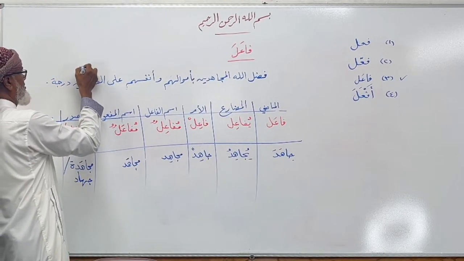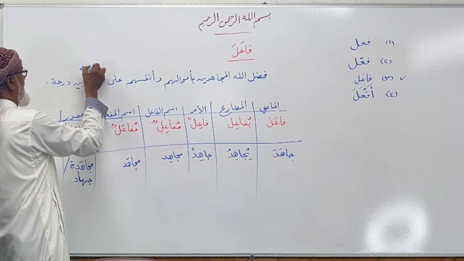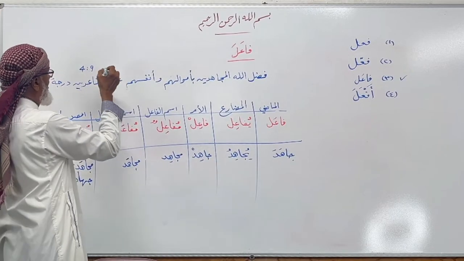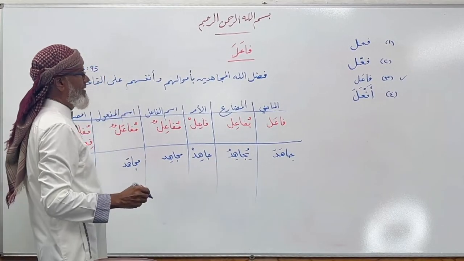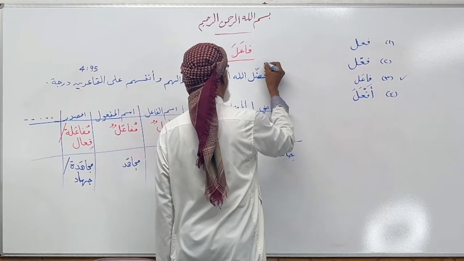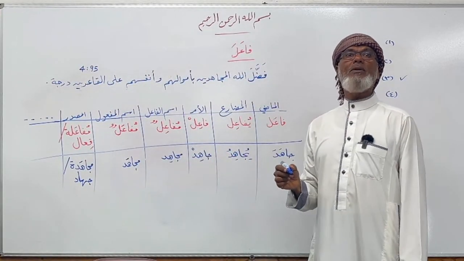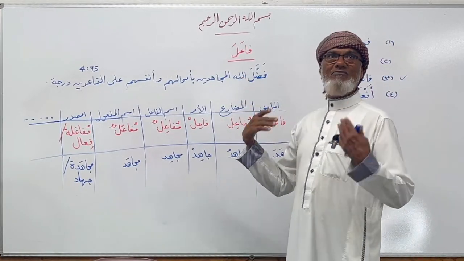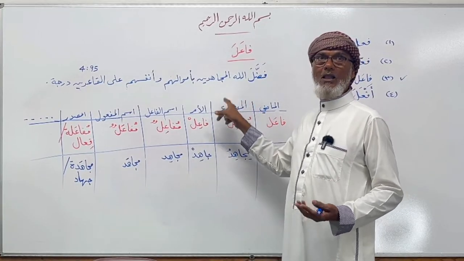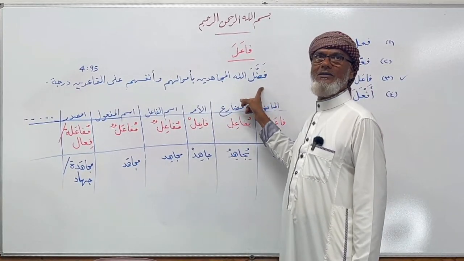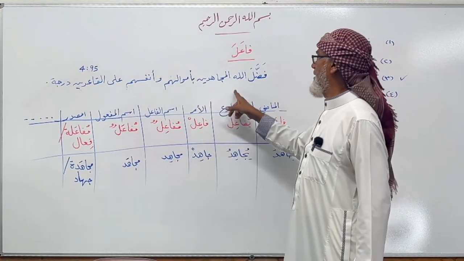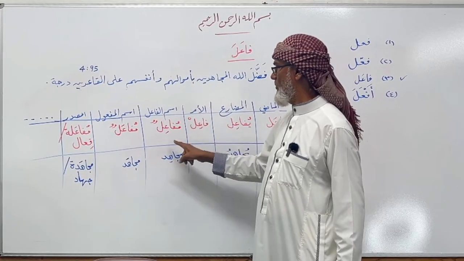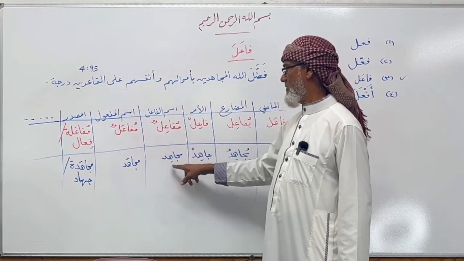What did I say? What is the reference? Surah 4, Ayah 95. So, faddala, to prefer. Faddala Allahu. So, al-fa'il is Allah. Allah has preferred, He gave preference to al-mujahideen, those who struggle. So it's the plural of ismul fa'il here.